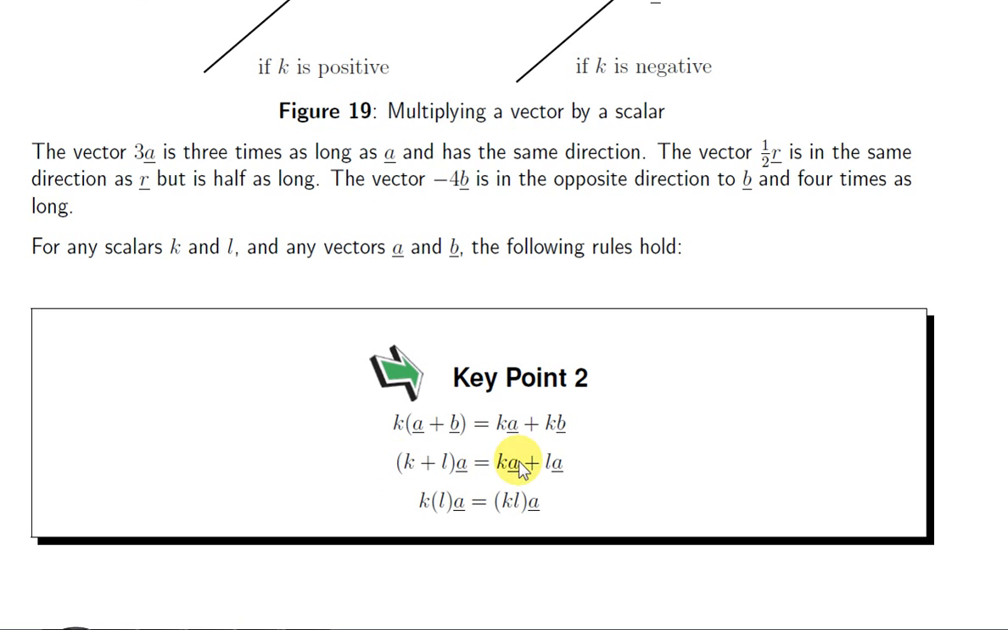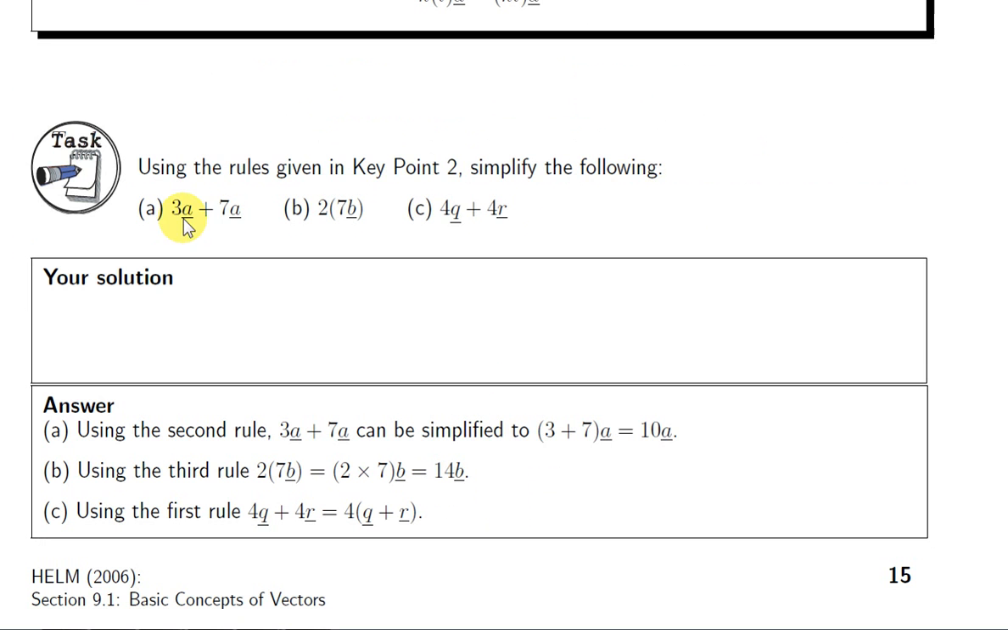Now the next two rules are probably more obvious. If we add two scalars and multiply the result by a vector, it's the same as multiplying each scalar by the vector and summing the two vectors that result. If we multiply, well, we can just multiply the two scalars together. That's fairly clear, I think. So here are some simple examples. We can combine the two scalars here, 3 and 7, to get 10a. We can write this vector as 2 7s are 14b. And for this one here, we could actually factorize out the scalar 4.